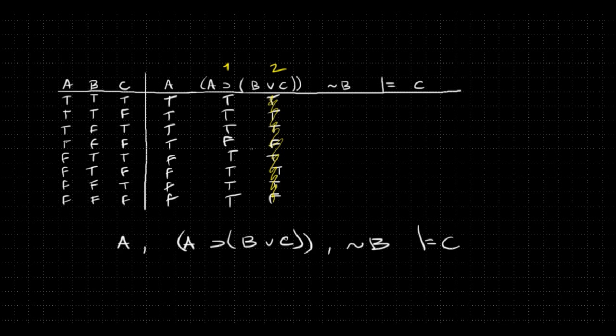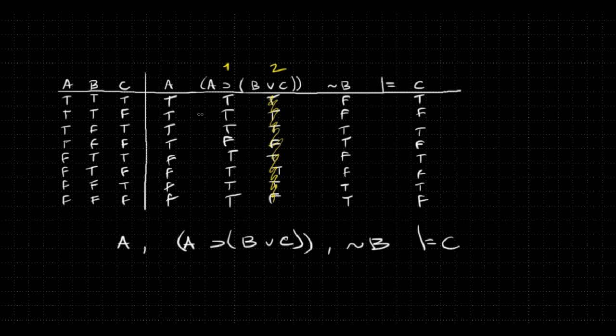This column represents the truth value of this premise: A, then B or C. Then we just need to do this operation for not B: false, false, true, true, false, false, true, true. And we also need to do C, so that's just true, false, true, false, true, false, true, false. Then what we need to do is look along each of these to see any and all situations in which all three of these premises are true.